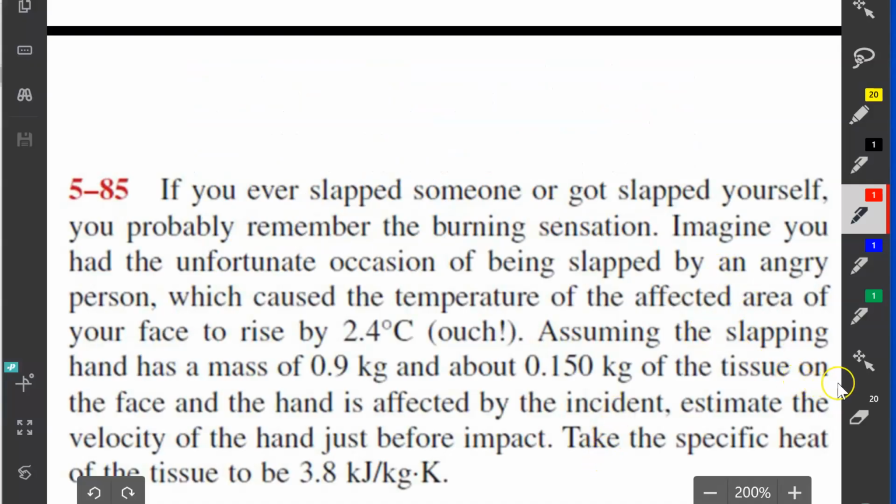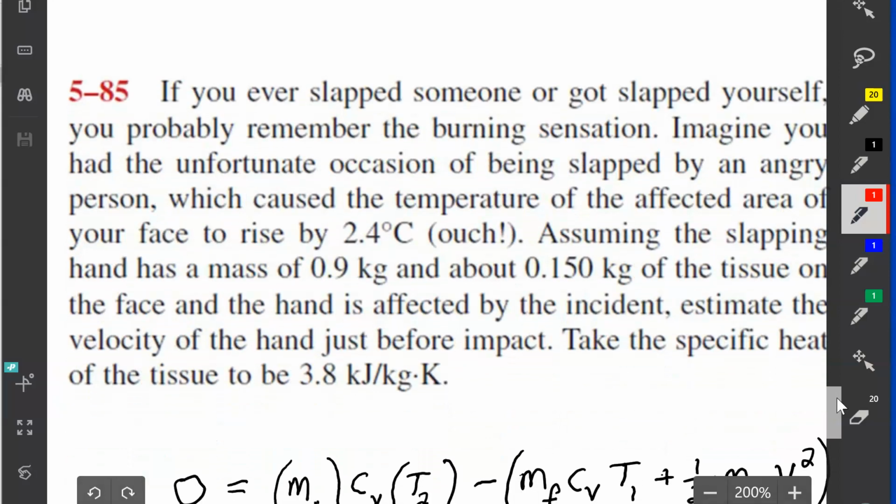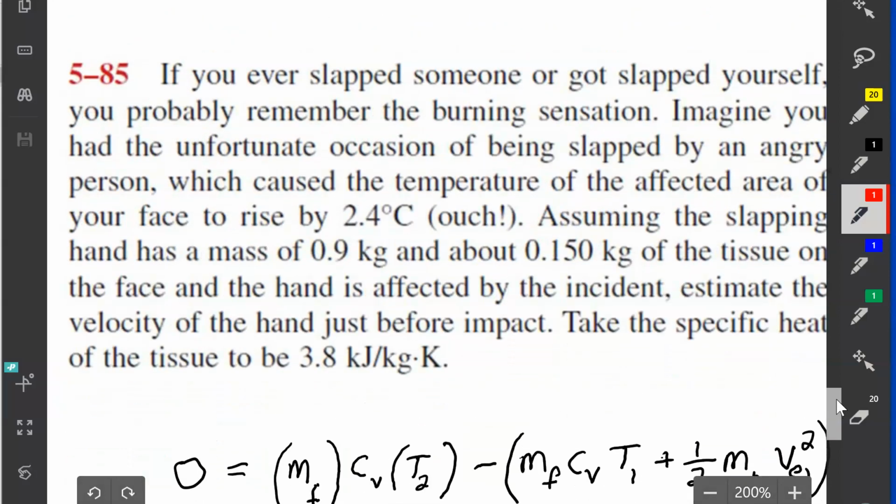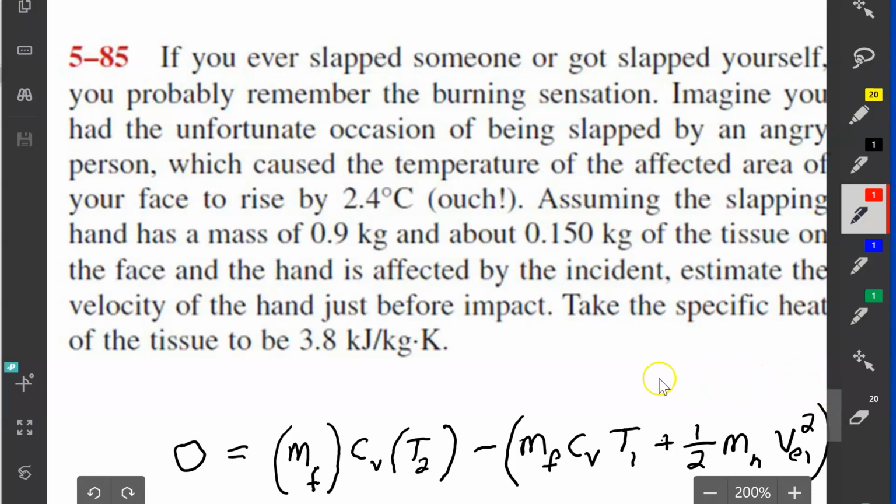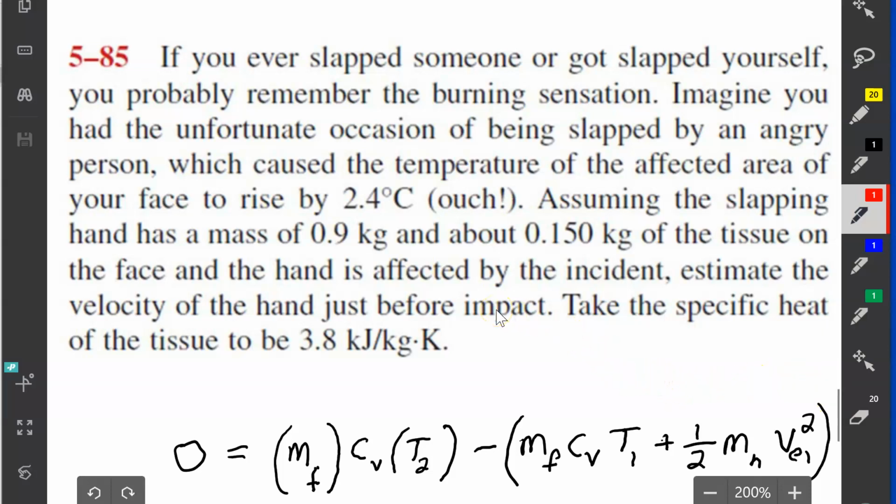Okay, to do this, I would apply conservation of energy to the part that is getting warmed up. If you think about the work that's being done, there's no expansion, and there's no heat transfer because it occurs so fast. There's no way you can get any heat out of there. So there's really no energy going in or out of the hand and face, and so the left-hand side of the energy equation is zero. There's nothing being added and nothing being taken away. So the zero is going to equal the final energy minus the initial energy.